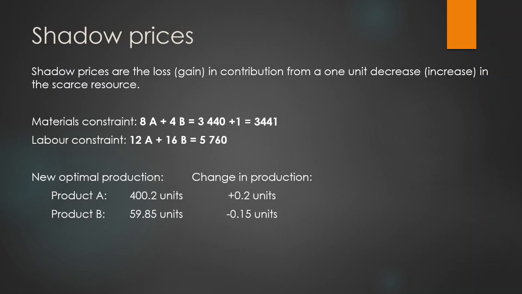We now multiply this change by the contribution for each product. Remember, product A had a contribution of 20 Rand, while product B had a contribution of 24 Rand. We can then multiply this out and sum the changes in contribution to arrive at the shadow price of 40 cents. Therefore, the company will be willing to pay up to 40 cents more than the current purchase price per additional unit of materials.